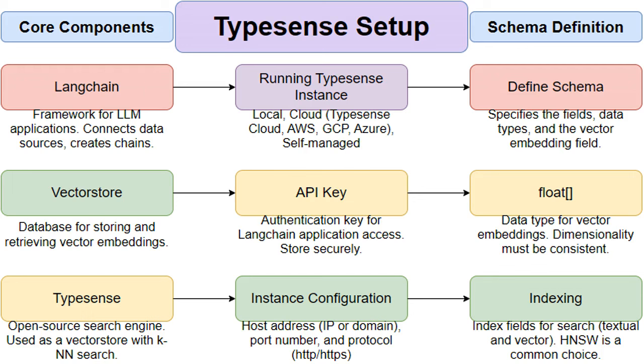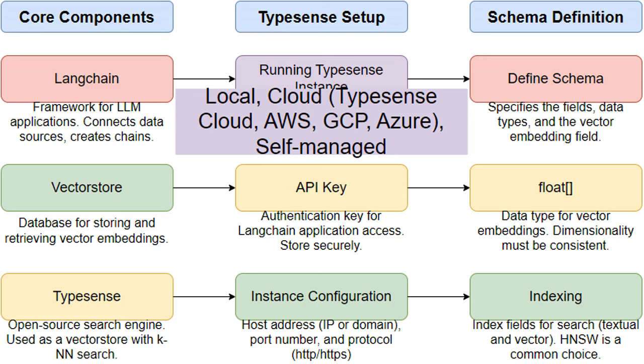A functional Typesense instance is essential before integration. This could be a local setup, a cloud service like Typesense Cloud, AWS, GCP, or Azure, or a self-managed deployment. The Typesense instance can be local, in the cloud on platforms such as Typesense Cloud, Amazon Web Services, Google Cloud Platform, Microsoft Azure, or through self-managed deployment, each offering different advantages.